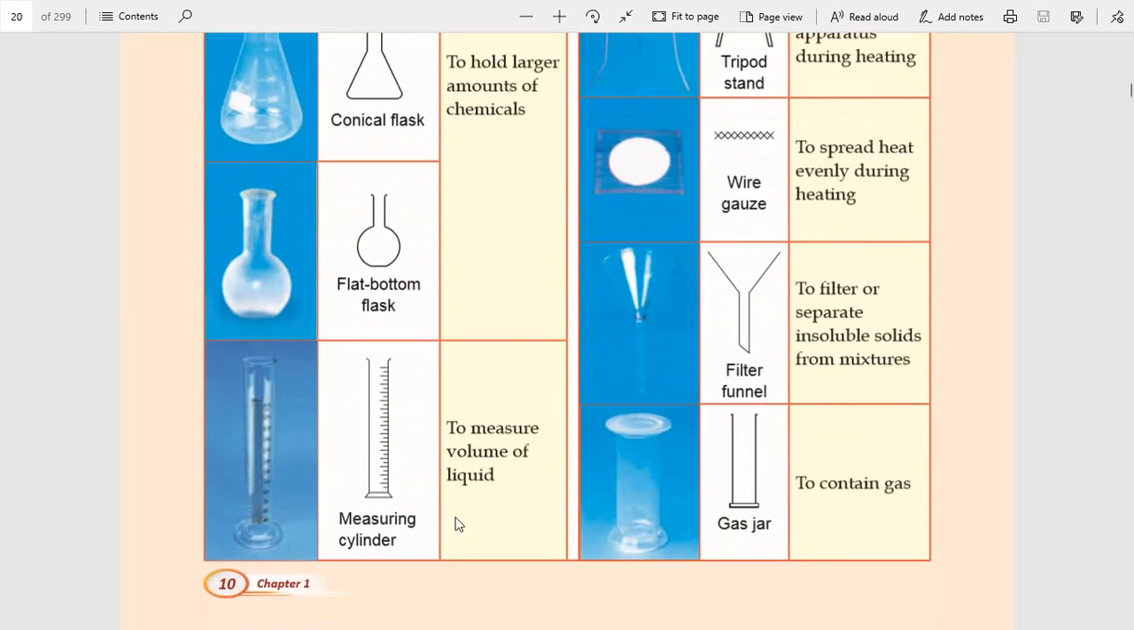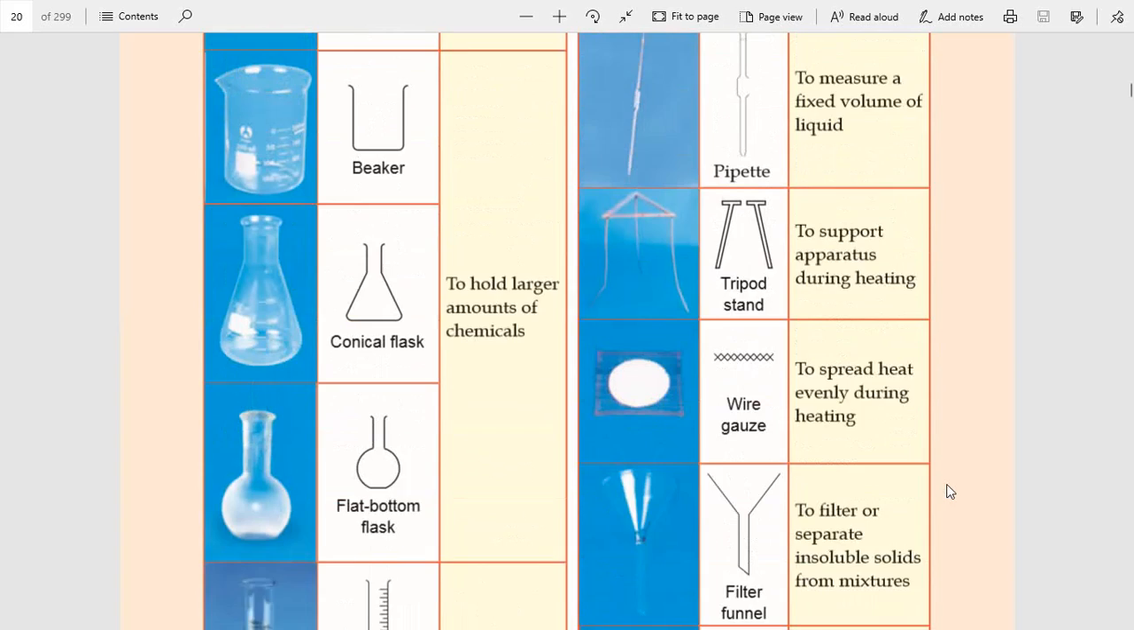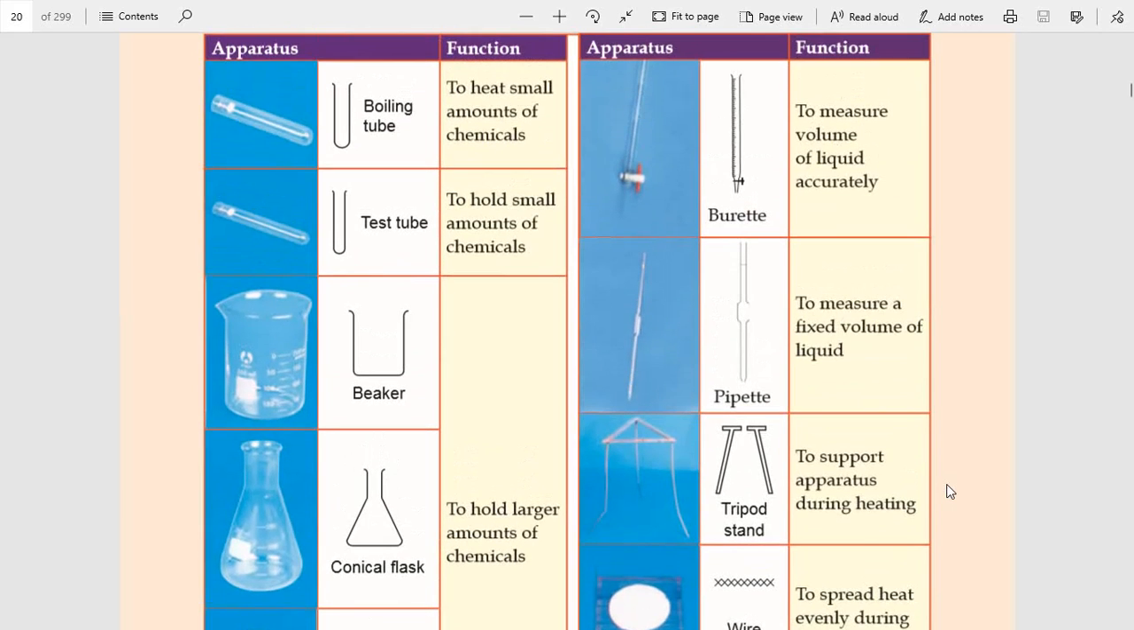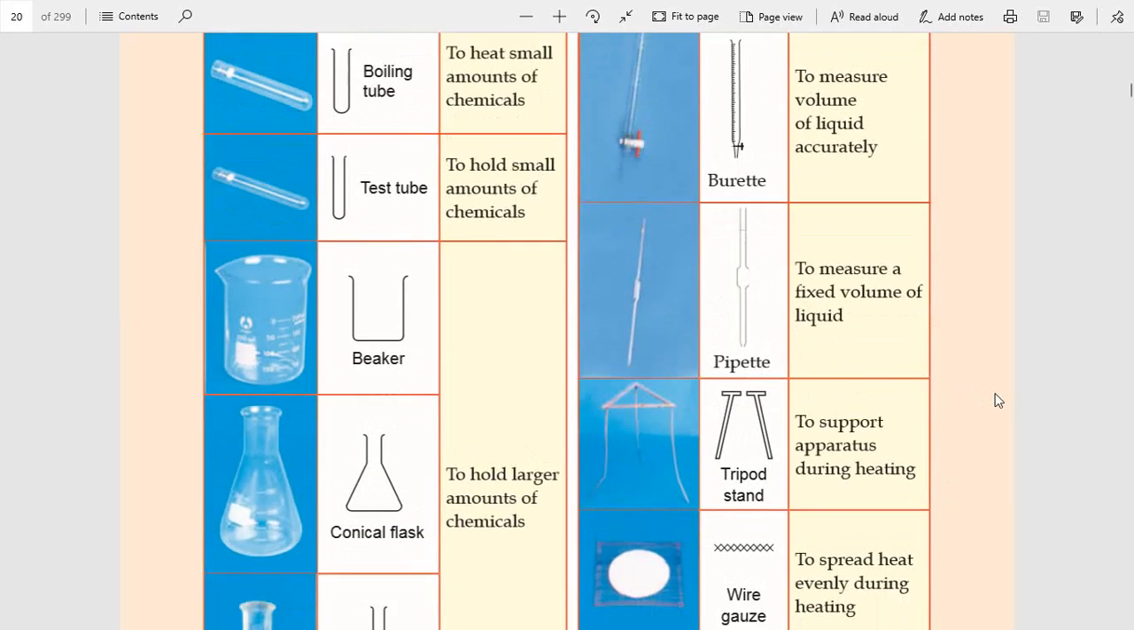To measure the volume of liquid, we need the measuring cylinder. It has a meniscus, like your ruler. But to be more accurate when measuring the liquid, we use the burette and pipette. This one is more accurate.